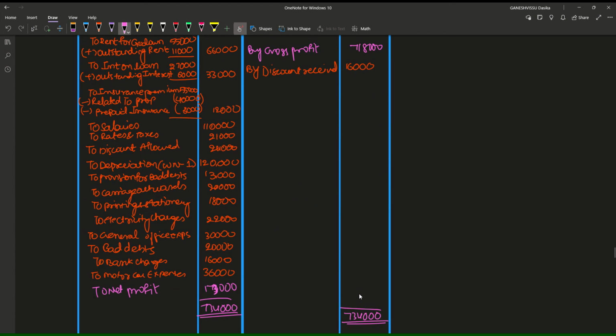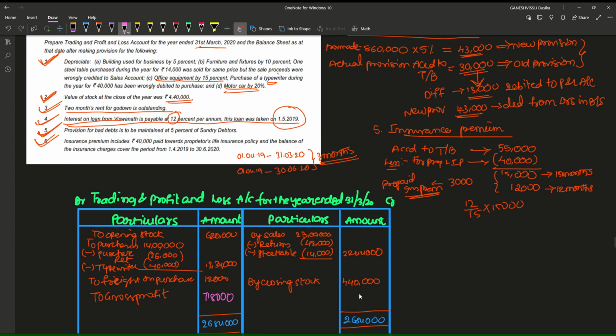Do the problem very neatly and carefully. We need to solve this problem.